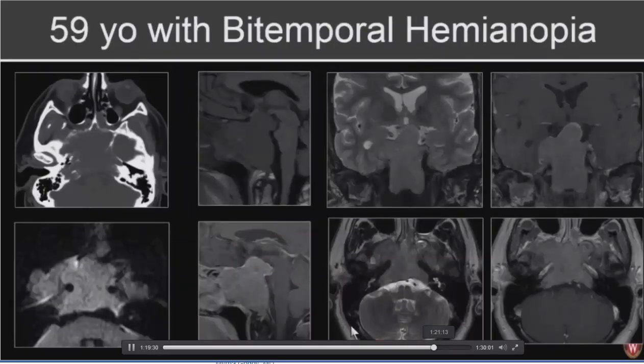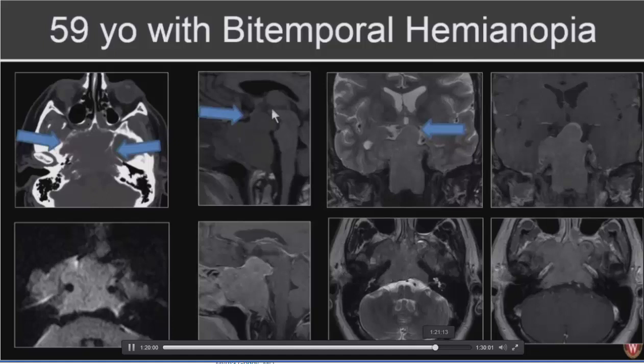A different patient, a 59-year-old who's coming in with bitemporal hemianopia. We can see this lesion not only involves the clivus, but actually extends more into that central skull base. On our sagittal T1 sequence, we can see that there's this total replacement of the clivus, and it's extending posteriorly to cause mass effect on the brainstem.